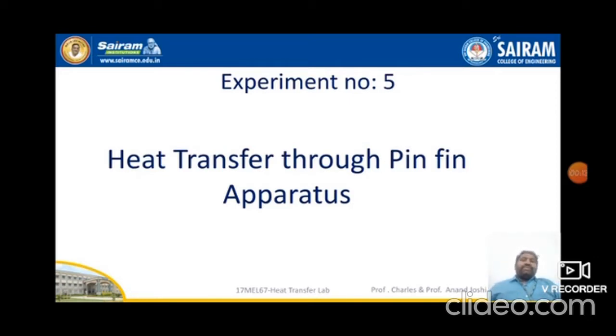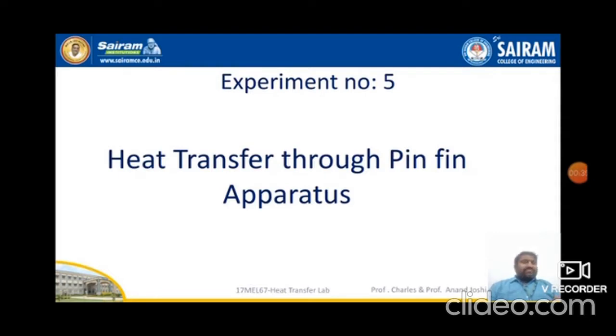Before dealing with this experiment, we'll have a bit of discussion about what is meant by fin. Already you know that a fin is an extended surface which is used to increase the rate of heat transfer between a surface and the adjacent fluid.